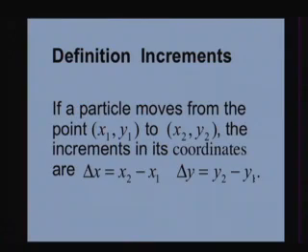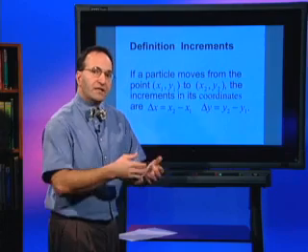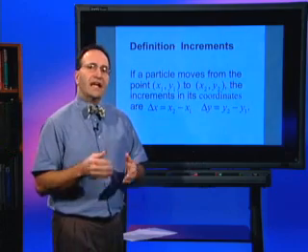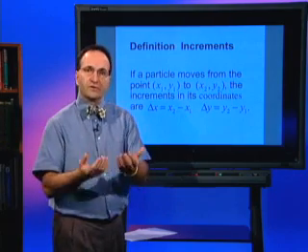If a particle moves from the point x sub 1, comma y sub 1 to the point x sub 2, comma y sub 2, the increments in its coordinates are given by delta x equals x sub 2 minus x sub 1 and delta y equals y sub 2 minus y sub 1. Now, these little symbols that look like a triangle are read delta x and delta y. The letter is the Greek capital letter D, and it stands for the operation of difference or subtraction.